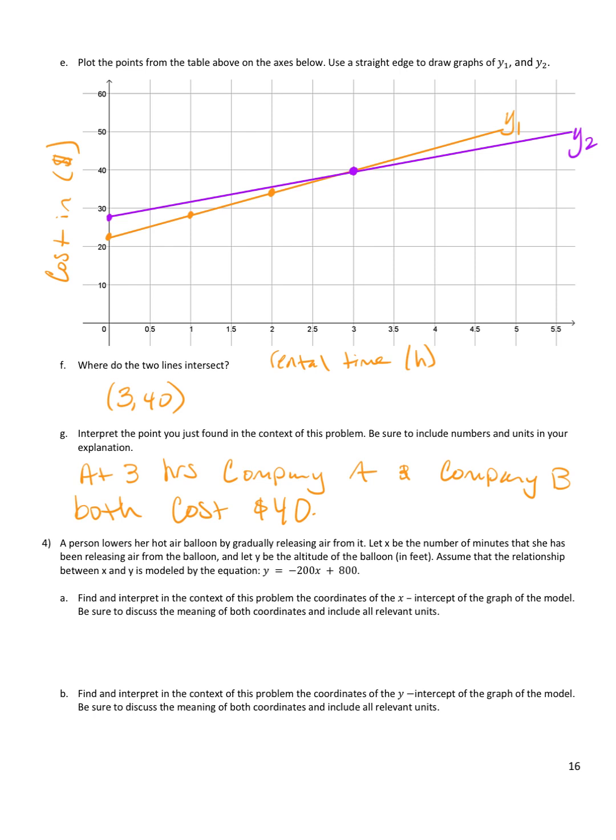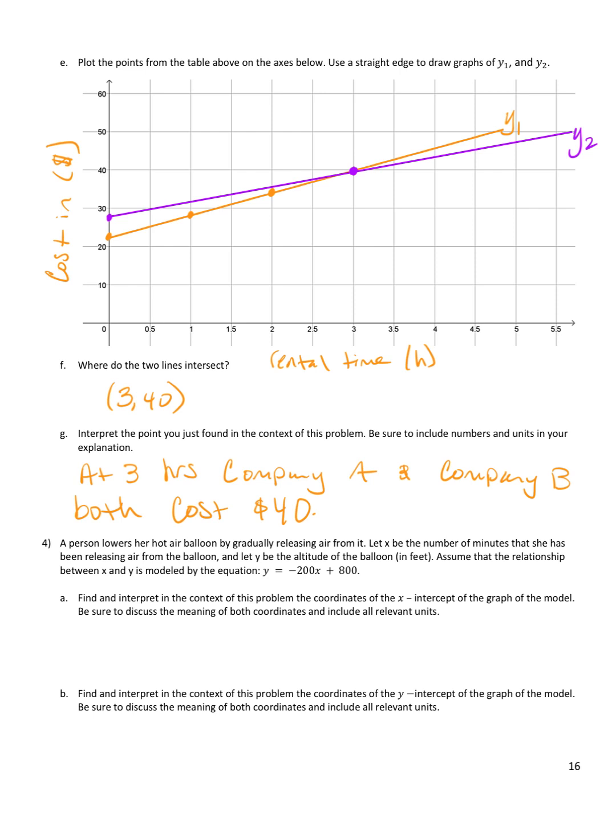So moving on to number 4, a person lowers her hot air balloon by gradually releasing air from it. Let x be the number of minutes that she has been releasing air from the balloon, and let y be the altitude of the balloon in feet. Assume that the relationship between x and y is modeled by the equation y equals negative 200x plus 800. Find and interpret in the context of this problem the coordinates of the x-intercept of the graph of the model. Be sure to discuss the meaning of both coordinates and include all relevant units.